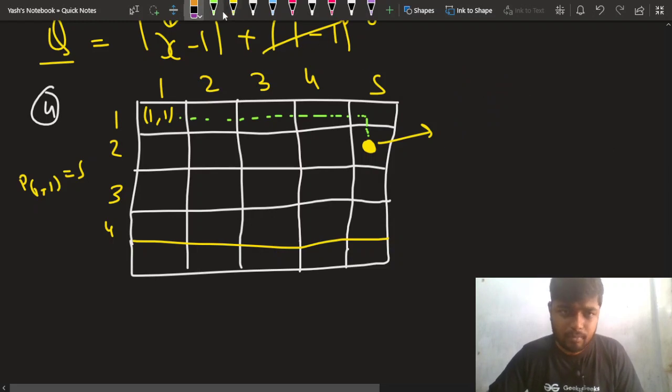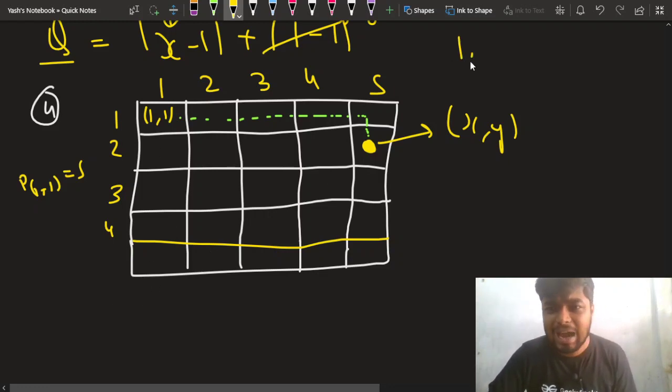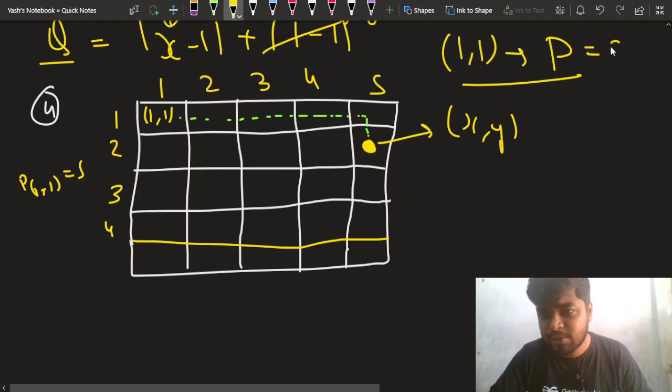Let's suppose that this is only x comma y, so what will happen in this case? You will select this point 1 comma 1 and give it to the computer. The computer gives you a distance, let's say p. Let's say the value of p is 5. The value of p for this case is 5.